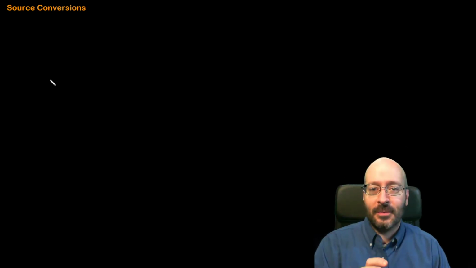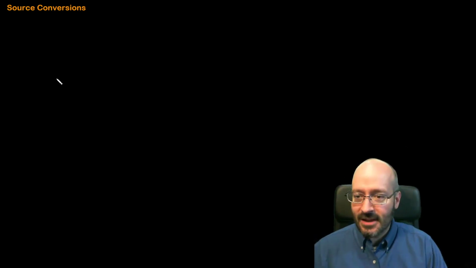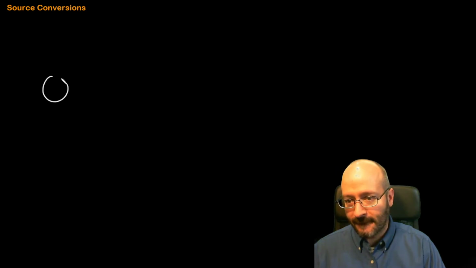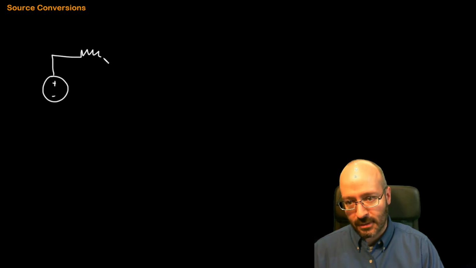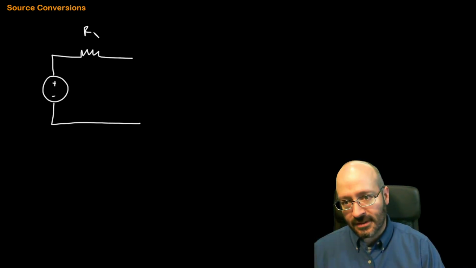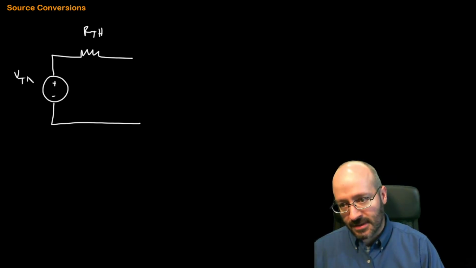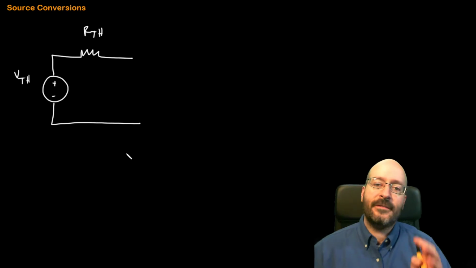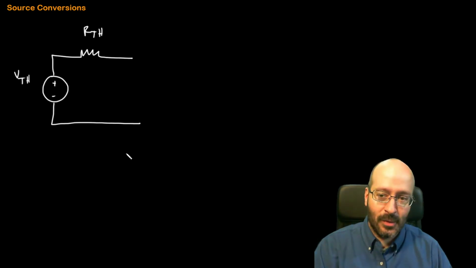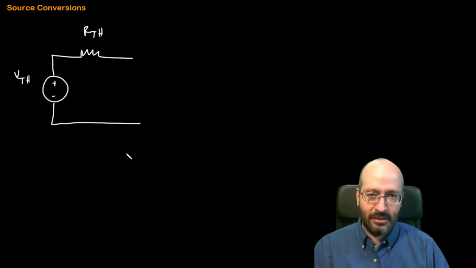So in order to start this, we have to get comfortable with the idea of taking a Thevenin equivalent circuit. Okay, so let's start by drawing that. So here's our Thevenin equivalent circuit. It has some resistance R Thevenin. It has some voltage V Thevenin. And we want to find the Norton equivalent of the Thevenin equivalent circuit.